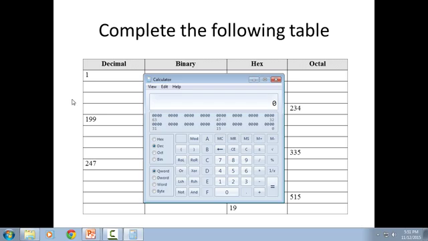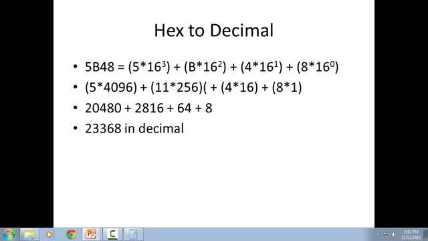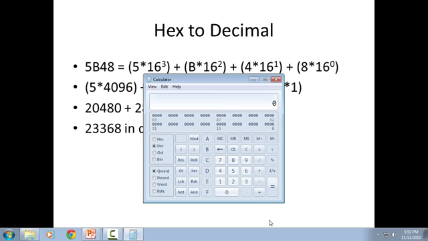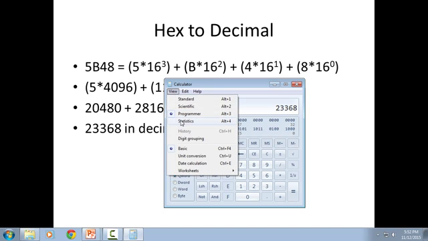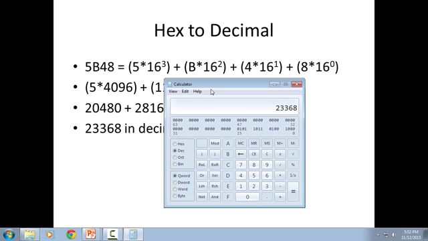So if we were here, and if I changed it to hex, and if I typed 5B48, then clicked decimal, 23368. See? Pretty simple to do. Okay. This is in View Scientific, right? No, actually, I think this one's View Programmer. Yeah, View Programmer. If you're on the early versions of Windows, it's View Scientific. So it's pretty simple to use a calculator to do this as well.